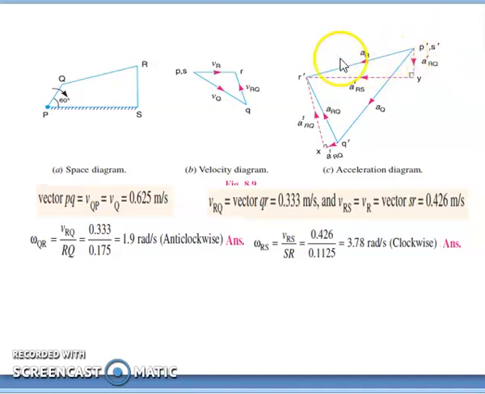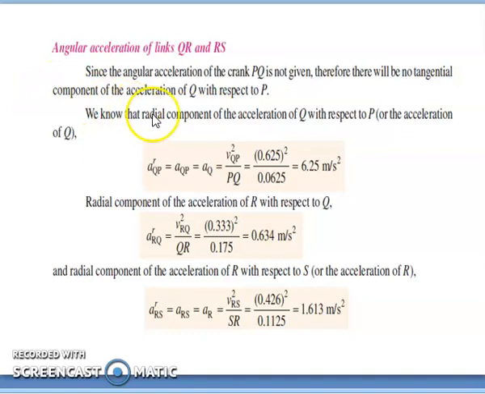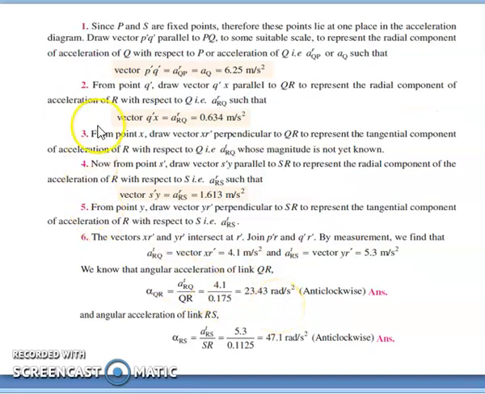Now if you join the closing side taken in the opposite direction, this will give the acceleration of R with respect to S. Since S is stationary, you can say acceleration of R. And if you join this side, this will give the resultant of these two components, which is the acceleration of R with respect to Q. So you can measure this, knowing the radial component, which has already been discussed. The unknown quantities we can find out after measuring.